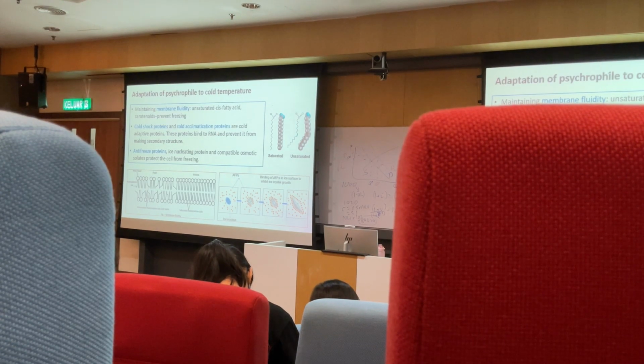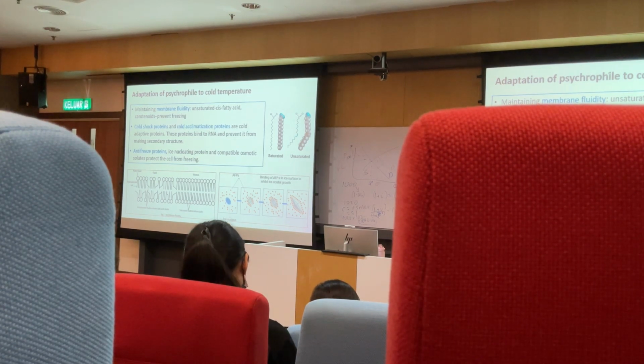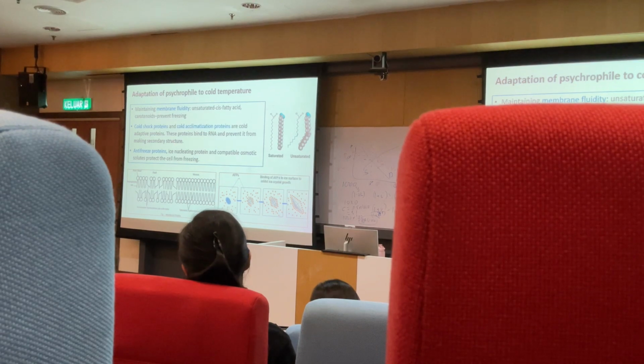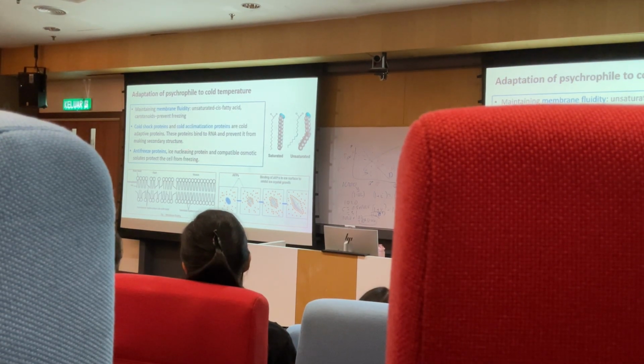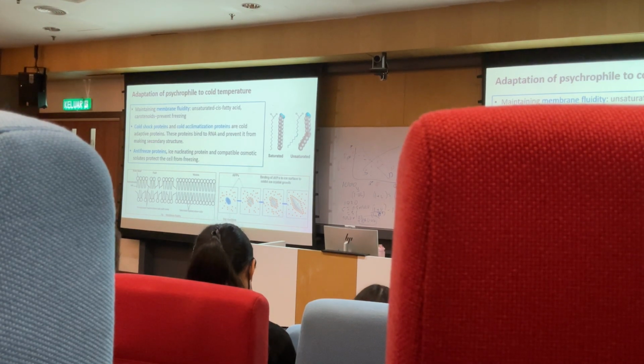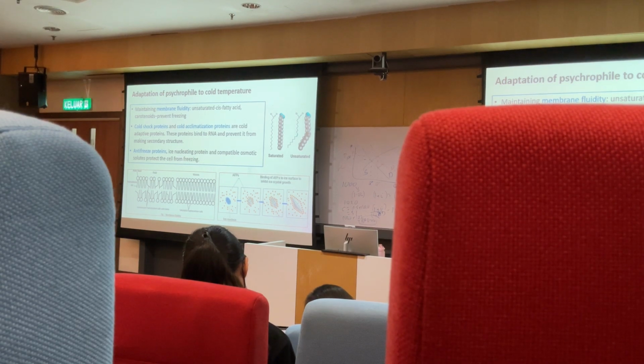Take RNA as an example. RNA in the bacterial cell needs to be transcribed, right? If it forms a secondary structure, which it tends to do under low temperature, that prohibits transcription. With no transcription, there is no translation and no protein is made, so the entire metabolic system collapses. Cold shock proteins protect the structure of the RNA.